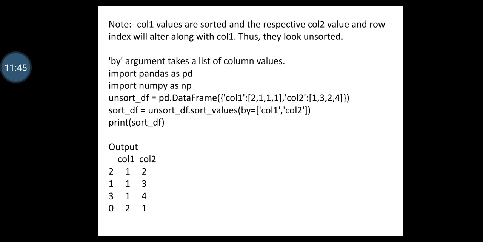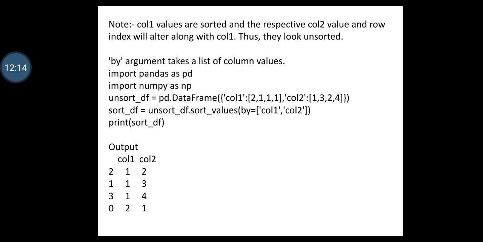I am defining also a note here. Column 1 values are sorted and the respective column 2 values and row index will be altered along with column 1. Thus they look unsorted. You can notice that column 1 is in sorted order, and column 2 is not in sorted order. It's shown as an unsorted order.